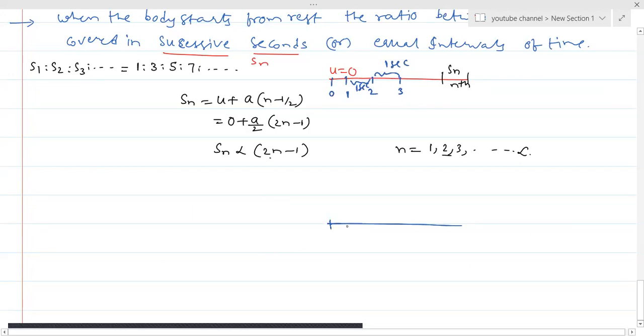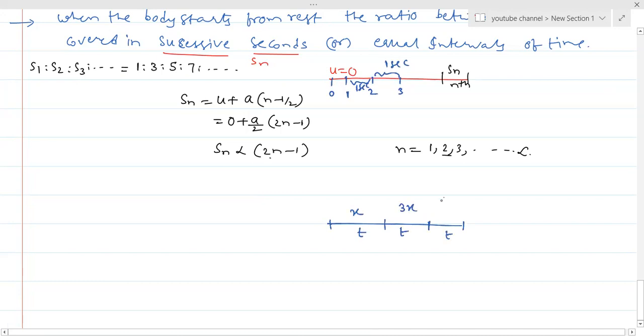Or we may understand the problem like this. Suppose in a given time t, the body covers a distance x. So automatically in the next t seconds, it covers 3x distance. In the next t seconds, it covers 5x distance, and so on. So this will be the story.